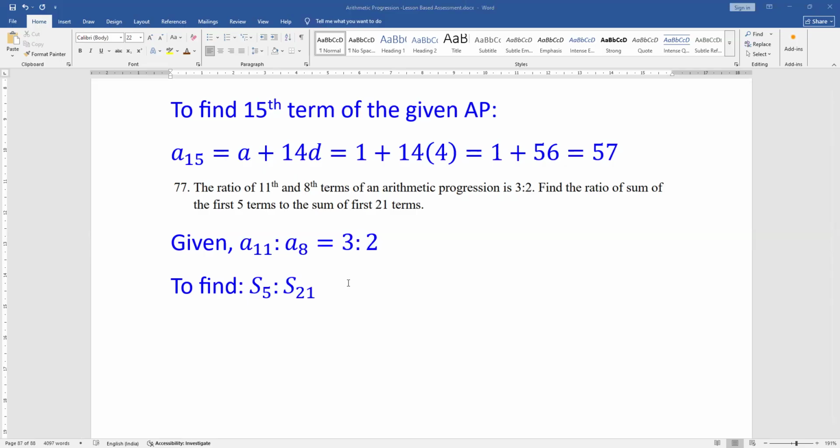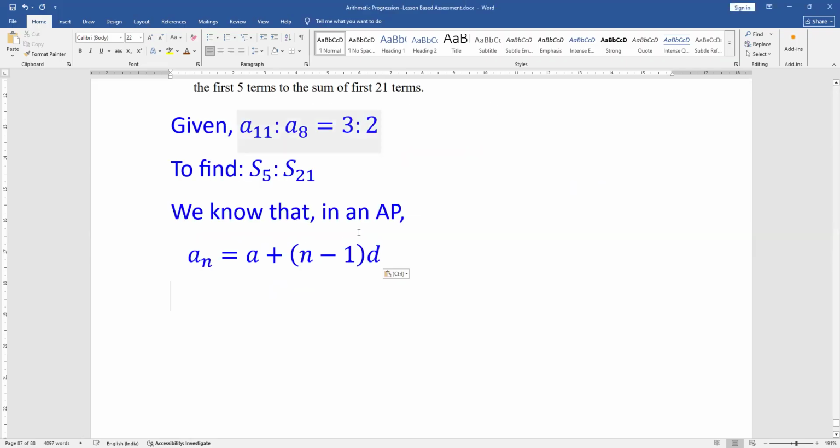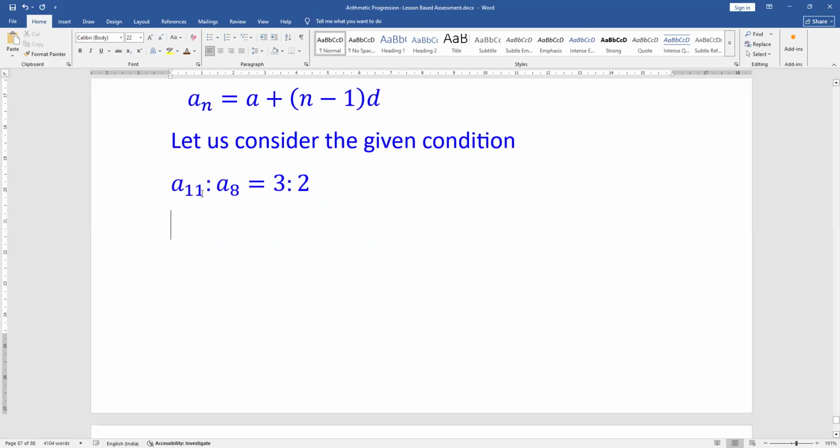Now we know that in an AP, An equals A plus n minus 1 into d. Now I'm going to consider the given condition. What is the given condition, people? It is A11 is to A8 equals 3 is to 2. That was the given condition. Now you must note one thing, people.